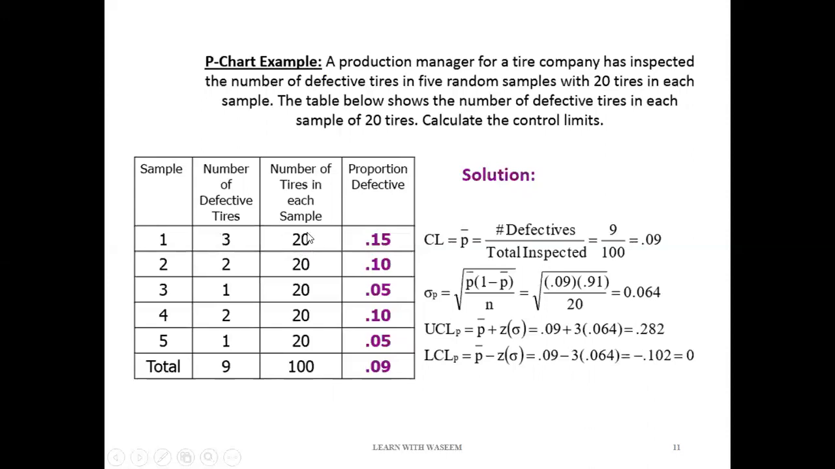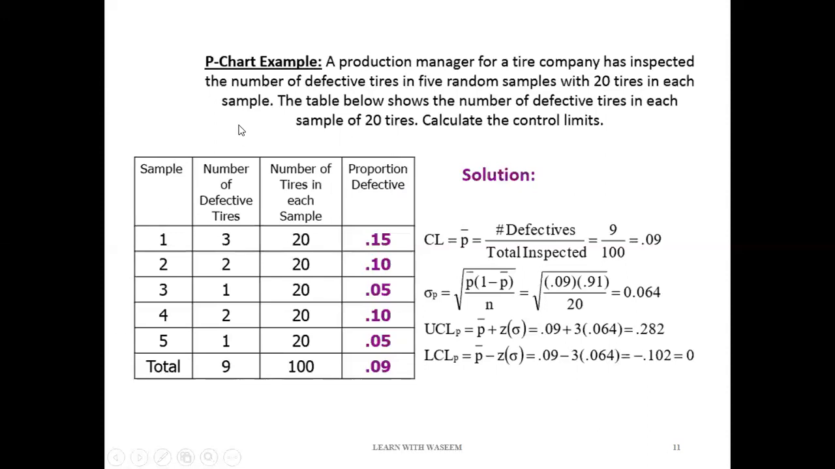For example, in the first sample, as shown in the table, the inspector or quality engineer inspected 20 tires, and 3 of those tires were defective. Similarly, in sample 2, out of 20 tires, 2 were defective, and so on for the remaining samples.